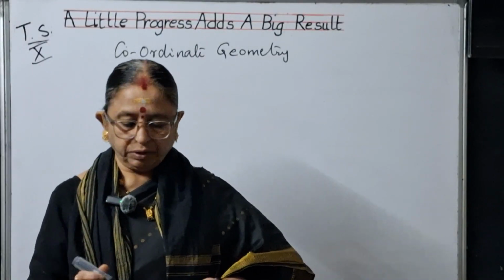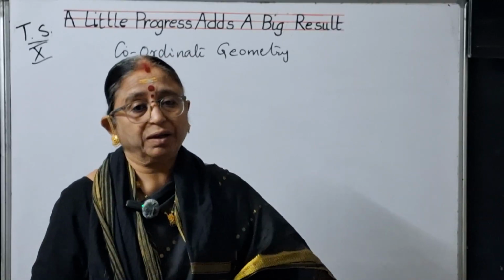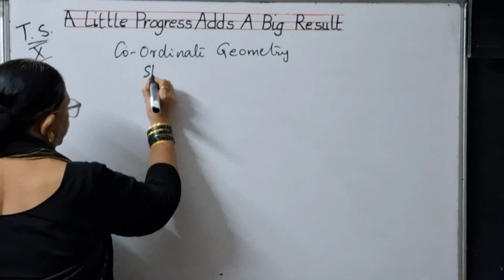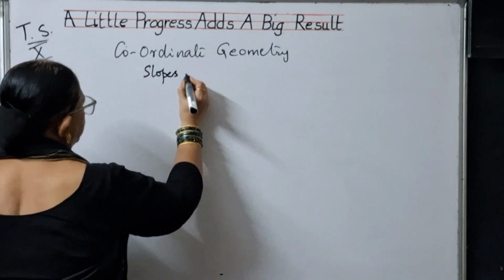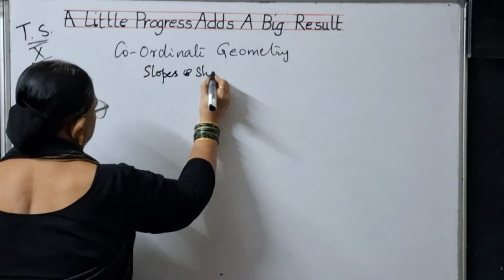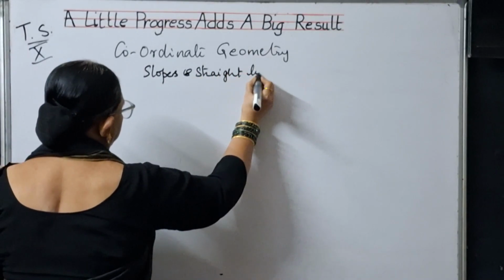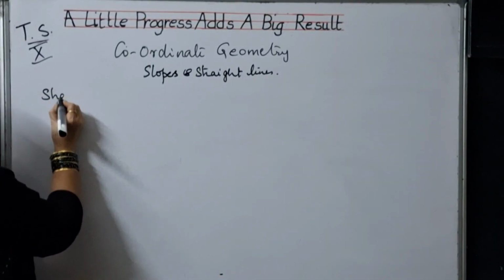Now I'm dealing with coordinate geometry. The 7.3 exercise I have completed. Now we are mainly going to deal with slopes. Actually, slopes are formed with straight lines. So let us have a small idea about straight lines. How are straight lines formed?